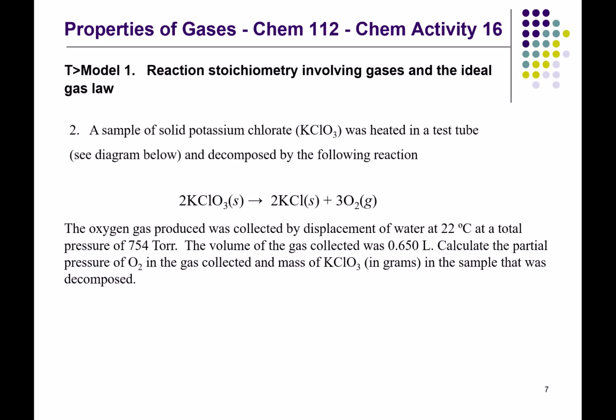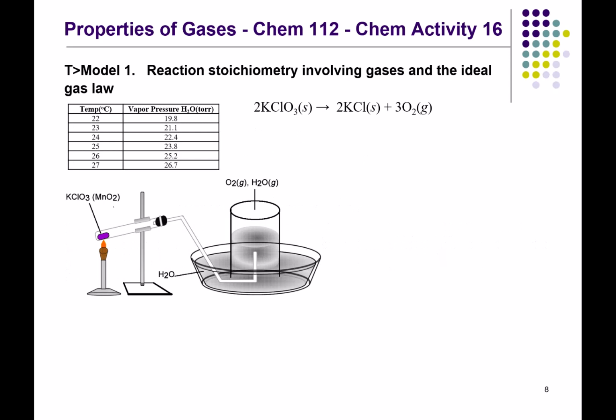It's a similar sort of set of calculations. So let's take a look at this displacement of water and how this all works. Here's a diagram representing this particular reaction. We have the potassium chlorate at the bottom of, let's say, a test tube. It's being heated in the presence of a catalyst, manganese(IV) oxide.